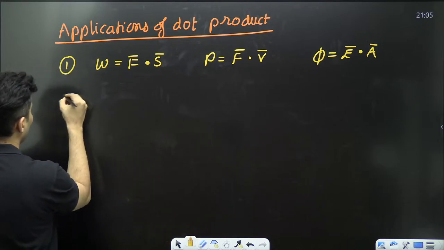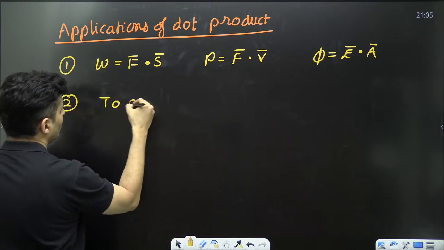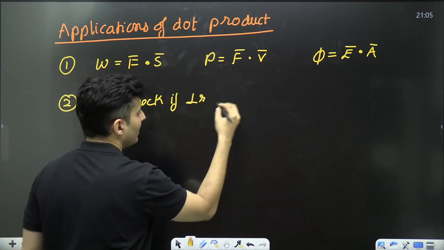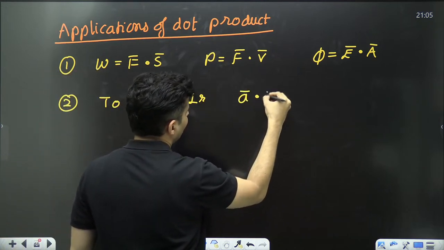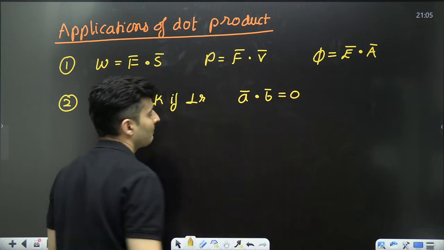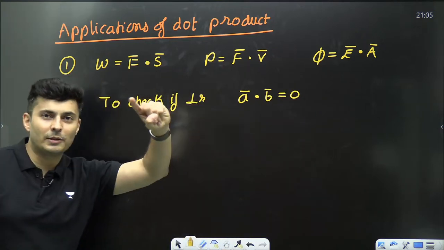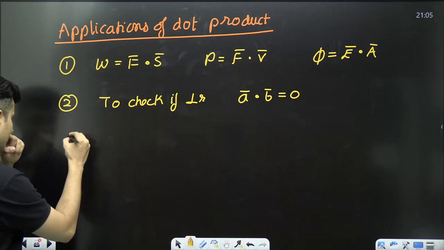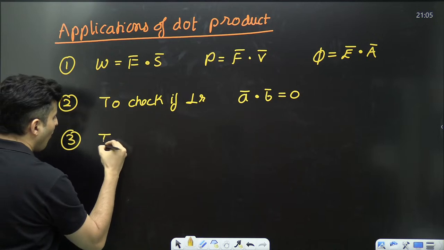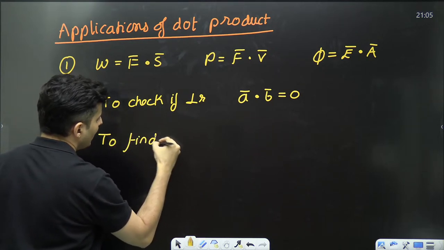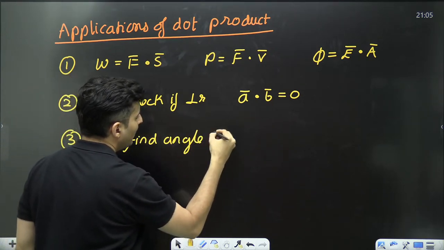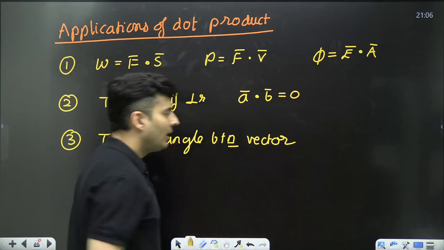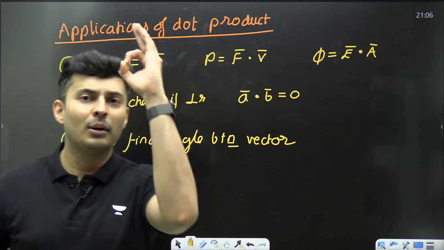Next application: to check if vectors are perpendicular. If they are perpendicular, A dot B will be zero. If they are perpendicular, then their dot product will be big fat zero. Last application, guys: to find the angle between vectors.